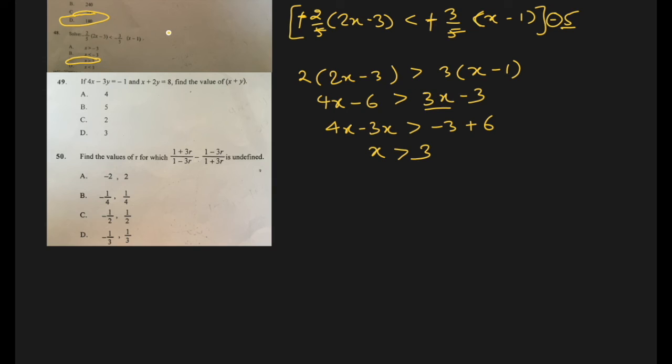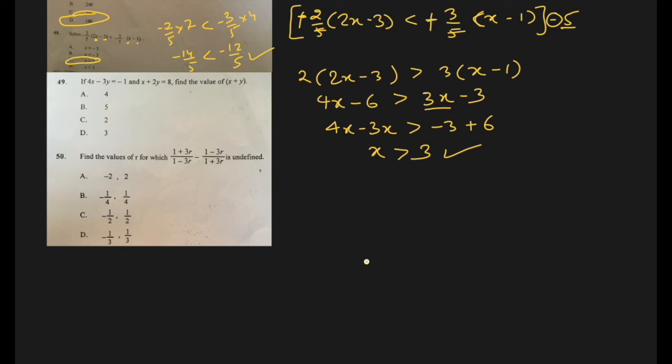Let me verify here. Minus 2 over 5, and I took x as 5, so 10 minus 3, 7, less than minus 3 over 5 times 5 minus 1, 4. This becomes minus 14 over 5 less than minus 12 over 5. Just verify if this number is actually smaller than this, which is true. That means our answer is correct.